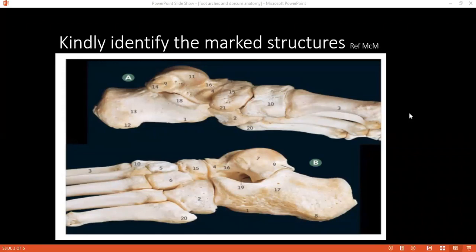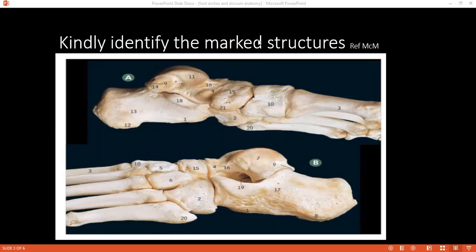It has interosseous and spring ligaments, and muscles are tibialis anterior, tibialis posterior, flexor digitorum longus, and flexor hallucis longus. Flexor hallucis longus and peroneus longus. Okay, good. Can you tell me the attachment of flexor hallucis longus muscle? Flexor hallucis arises from the middle part of the posterior fibula and interosseous membrane, and it is inserted into the distal phalanx, plantar aspect, of the great toe.